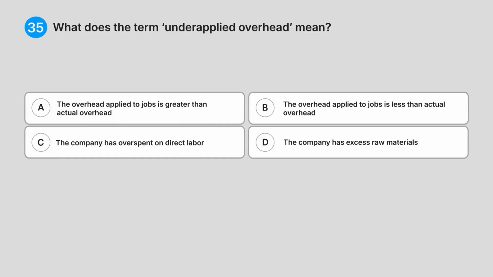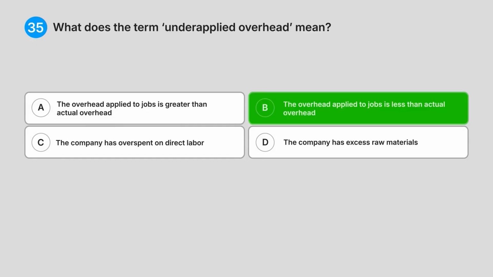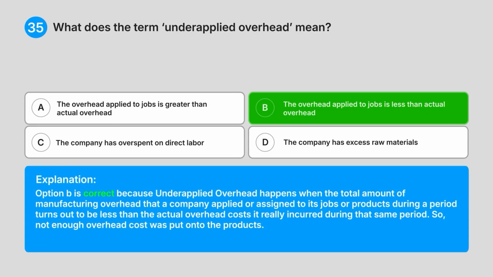Correct answer. B. The overhead applied to jobs is less than actual overhead. Explanation. Option B is correct because underapplied overhead happens when the total amount of manufacturing overhead that a company applied or assigned to its jobs or products during a period turns out to be less than the actual overhead costs it really incurred during that same period. So not enough overhead cost was put onto the products.